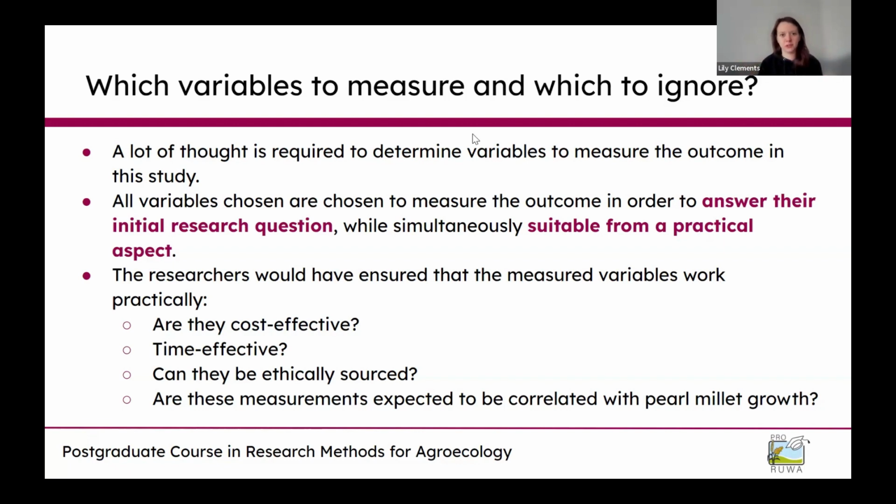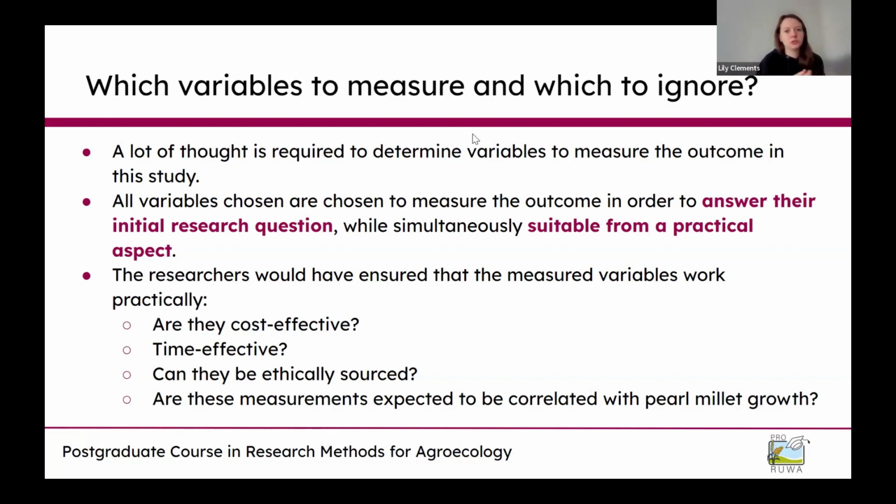All variables in this study are chosen to measure the outcome in order to answer the initial research question, while simultaneously having to be suitable from a practical perspective. What do we mean by that? Well, let's go back to that example of let's measure our plant heights. Maybe that's not actually that practical here. Maybe here that's not easy to do.